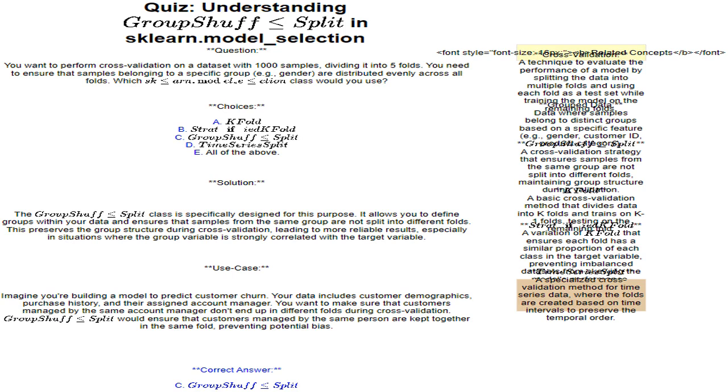Fold 3. Group A 10 customers. Group B 10 customers. Fold 4. Group A 10 customers. Group B 10 customers. Fold 5. Group A 10 customers. Group B 10 customers. As you can see, group shuffle split ensures an even distribution of customers from both groups across all folds, making the cross-validation results more robust.